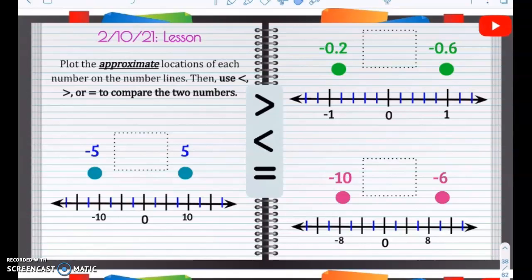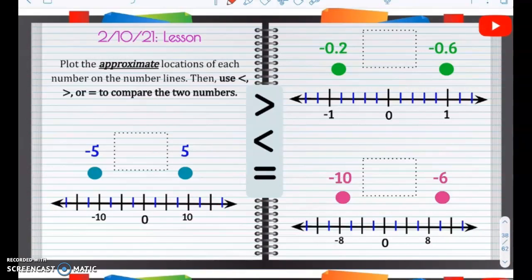All right, so we're going to do our lesson. So we are going to plot the approximate, meaning about, the approximate locations of each of the numbers on the number lines. Then we're going to use less than, greater than, or equal to compare the two numbers. So first of all, let's take a look at this number.